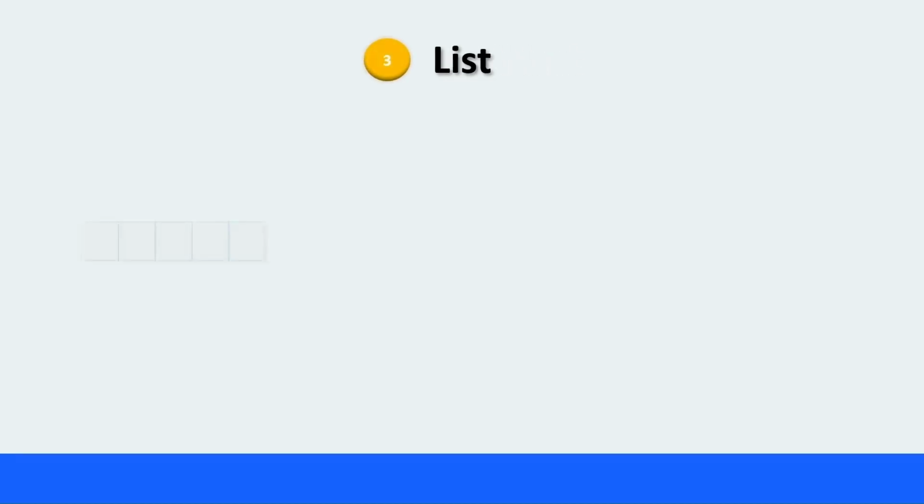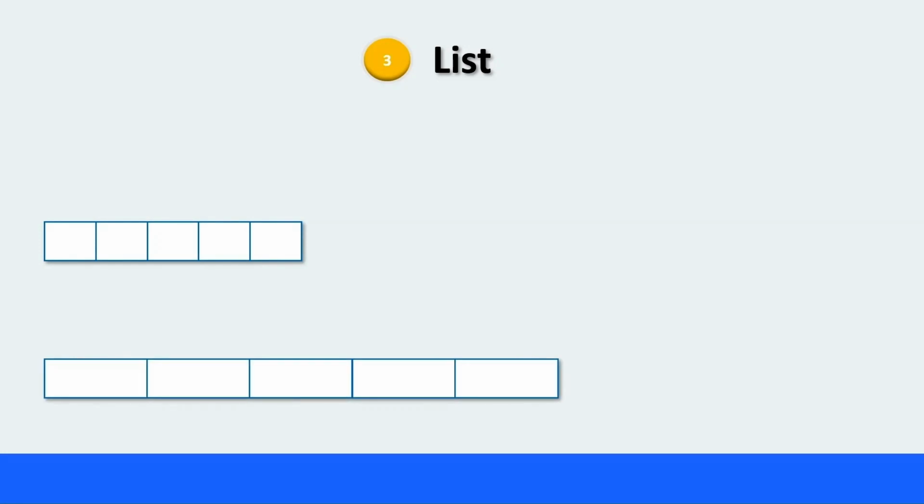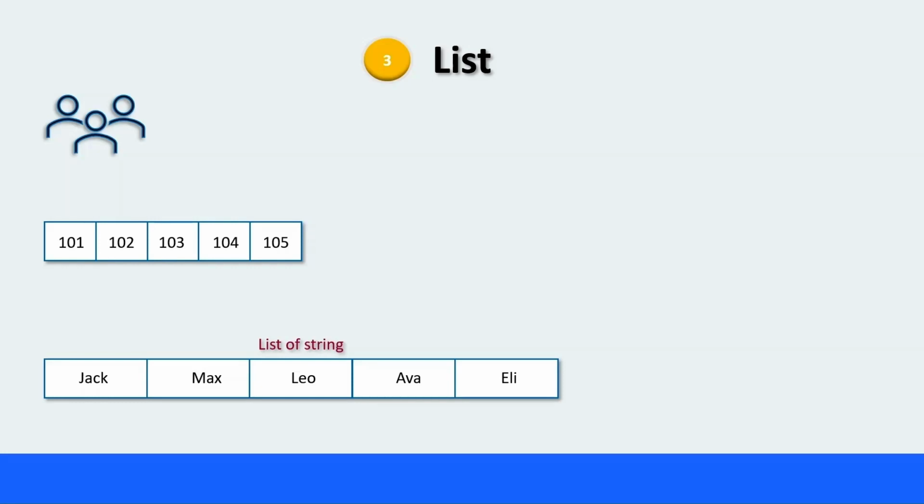The third data type is a list. In the list data type, we work with a collection of values. This list can contain elements like numbers or strings. For instance, if we have multiple users and want to create a list of their names, we call it a list of strings because all the elements in the list are strings. If we create a list of users' IDs, it would be called a list of numbers.